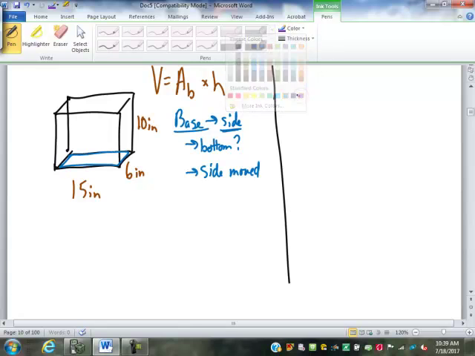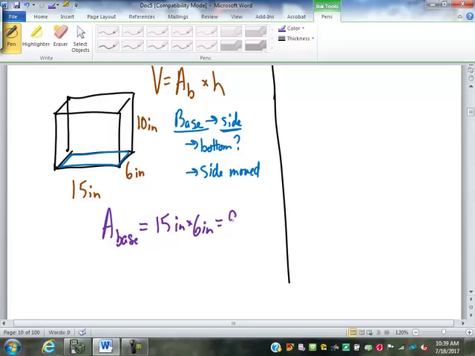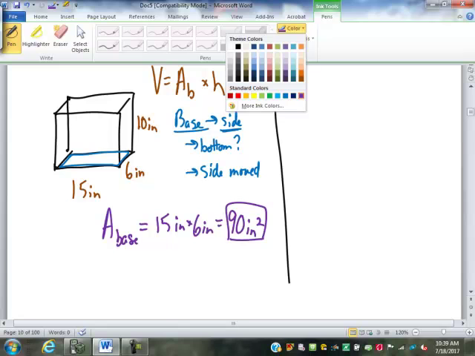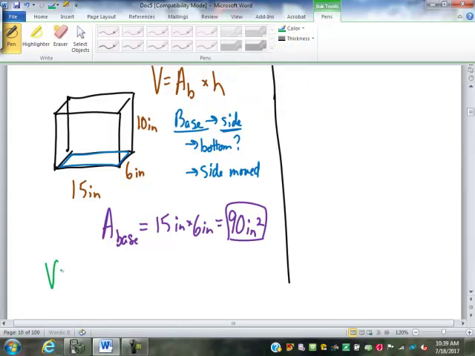What is the area of our base? You got it. 15 inches times, not 10, but 6. So that's 90 inches squared. Very good. So then the volume is the area of that base, the 90 inches squared, times the height, which is the 10 inches. 900, yes, and square inches times inches is inches cubed, just like x squared times x is x to the third. That's our volume.